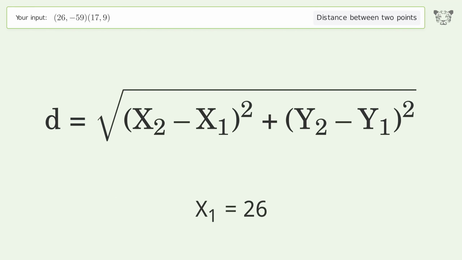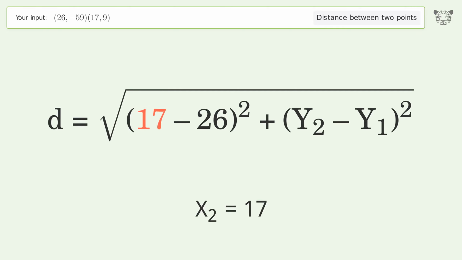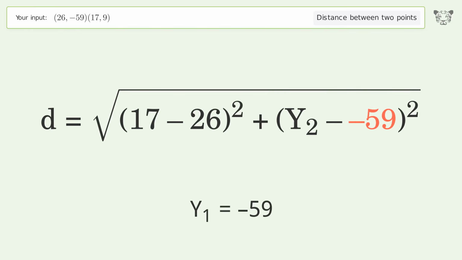x1 equals 26. x2 equals 17. y1 equals -59. y2 equals 9.